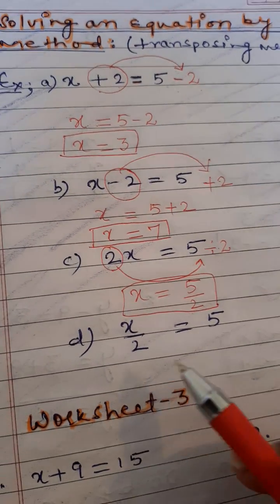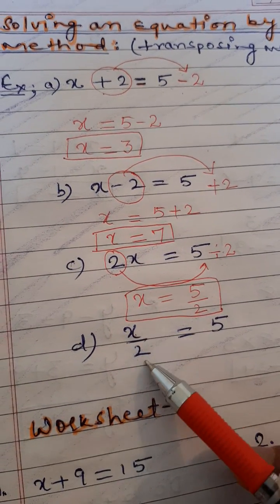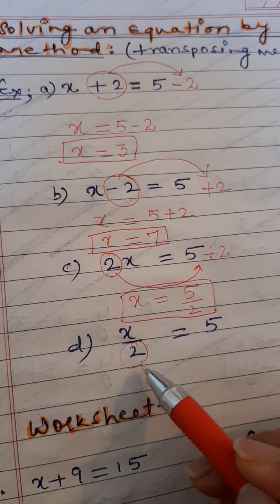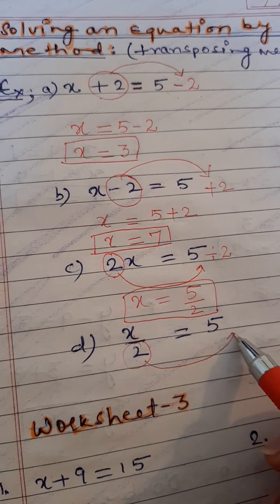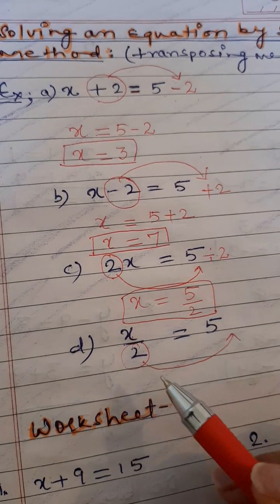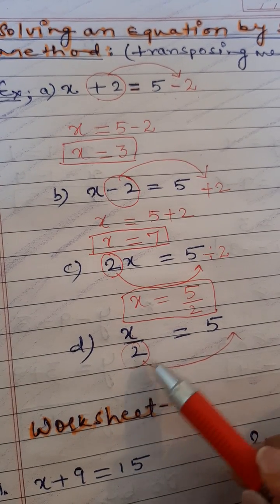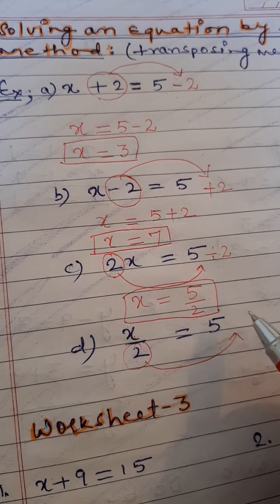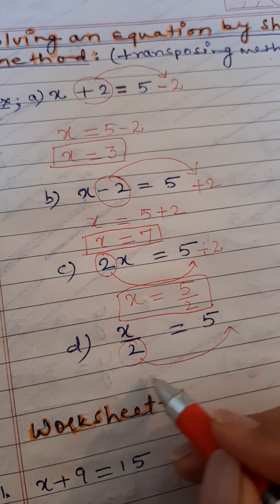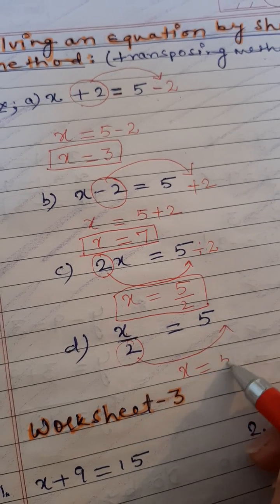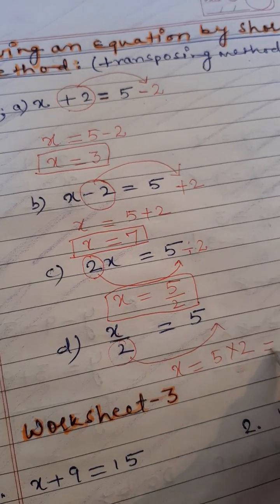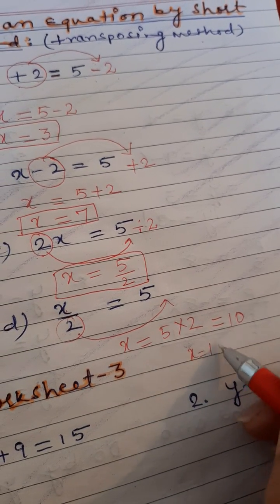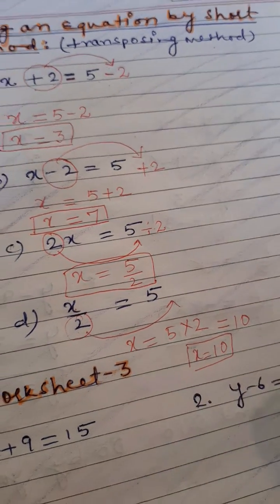Now in the fourth case, here 2 is getting divided, right? Because we have to transpose this 2 to the other side so as to get the value of x. So this is getting divided here, and when we transpose it to the right hand side, it will get multiplied. So x is equal to 5 multiplied by 2. 5 2s are 10. So x is equal to 10 is the answer for this.